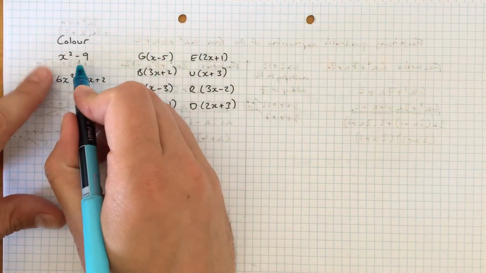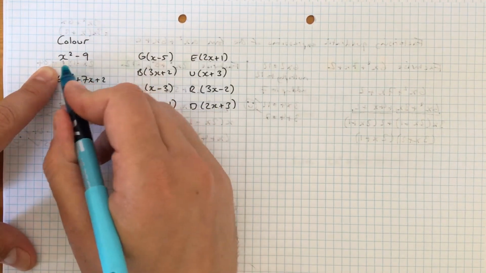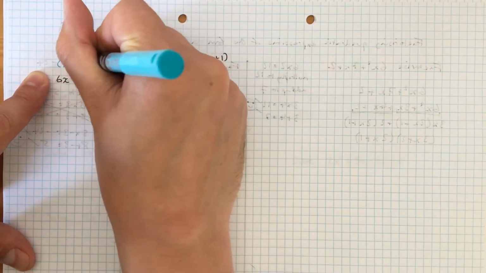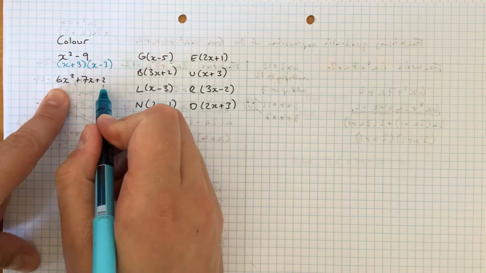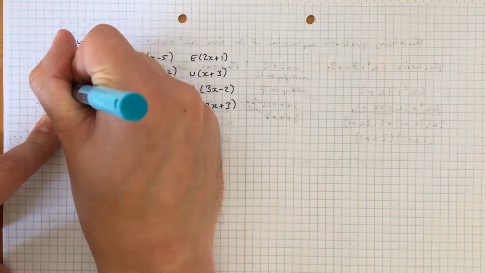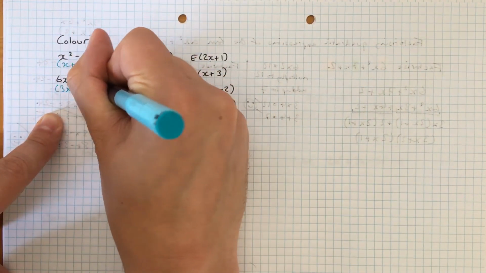So this one here, we've got x squared minus 9. You should all be screaming "difference of two squares" at this point. It's a difference of two squares. So that would factorise as x plus 3, x minus 3. And then this one here was our first example for today. So this one is 3x plus 2 and 2x plus 1 when we factorised it.